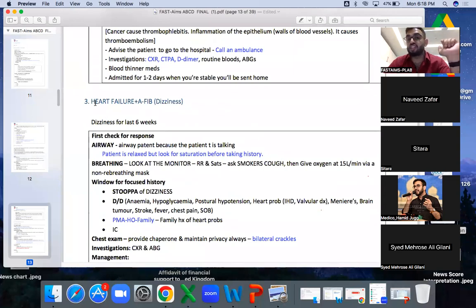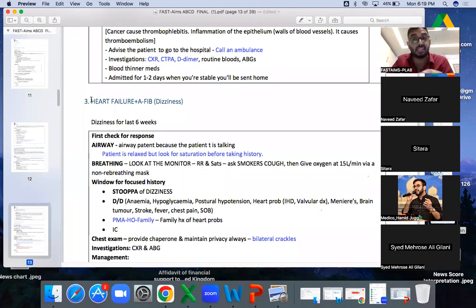Okay. The next scenario is coming: the heart failure scenario. However, we suspect this should come with shortness of breath, but this scenario is with dizziness. The patient is with the dizziness. In this scenario, they check everything over here. The heart failure scenario is common. This comes with dizziness. Actually, the patient has atrial fibrillation and is a heart failure patient.